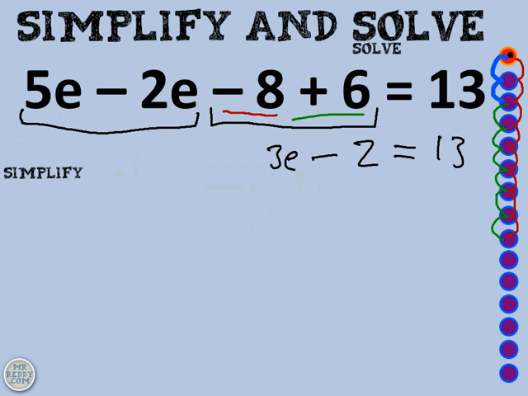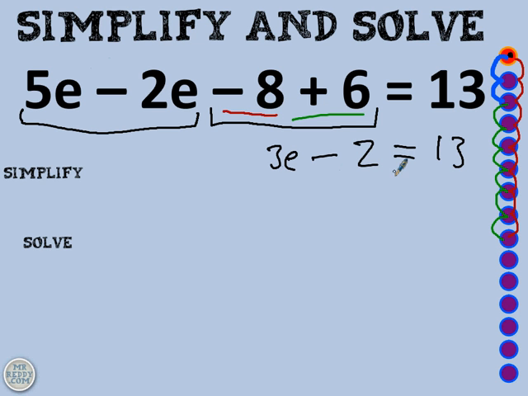Better, much better. Now it is time to solve it, and it's so much easier than it was before because we've only got 3e take away 2, none of this business. It's all worth the same. I haven't cheated, okay? 3e take away 2 is the same as all of this. Hope you agree. But it's obviously now much simpler to solve.